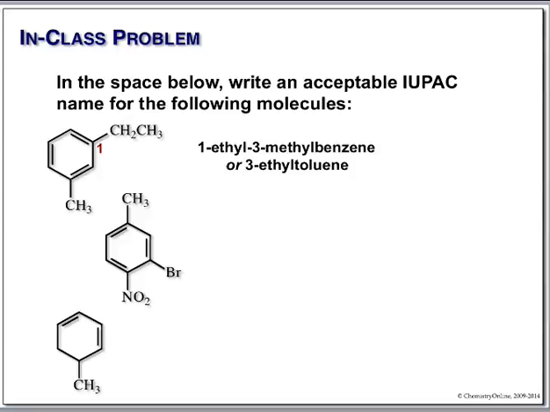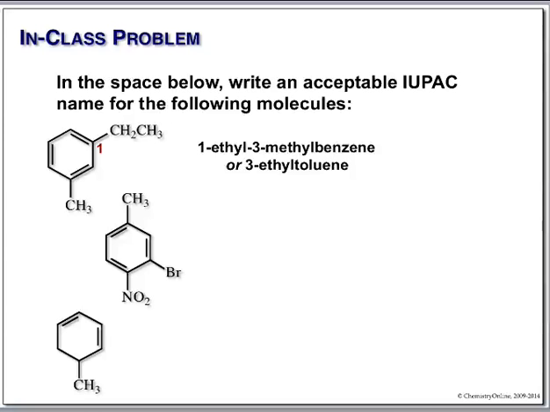You can also name this as a derivative of toluene. Either one would be acceptable. Remember, if you name it as a toluene, the methyl group is automatically carbon 1, which makes this 3-ethyl toluene.